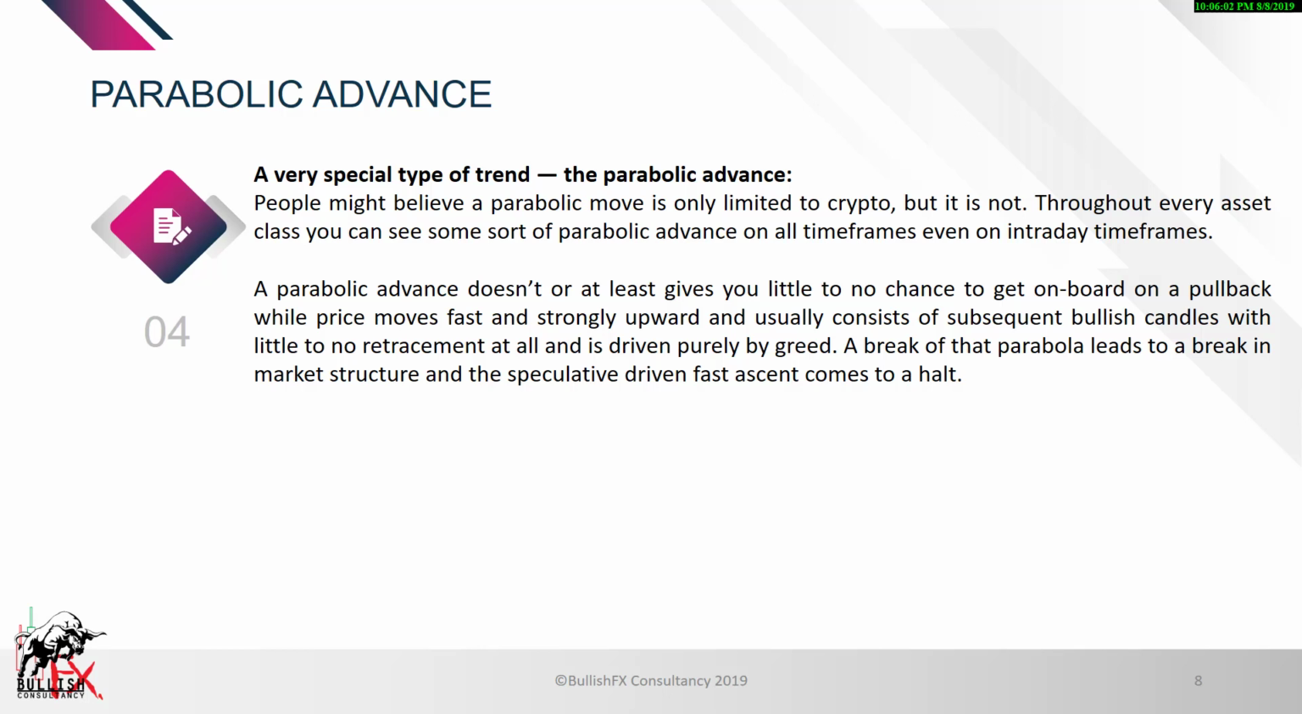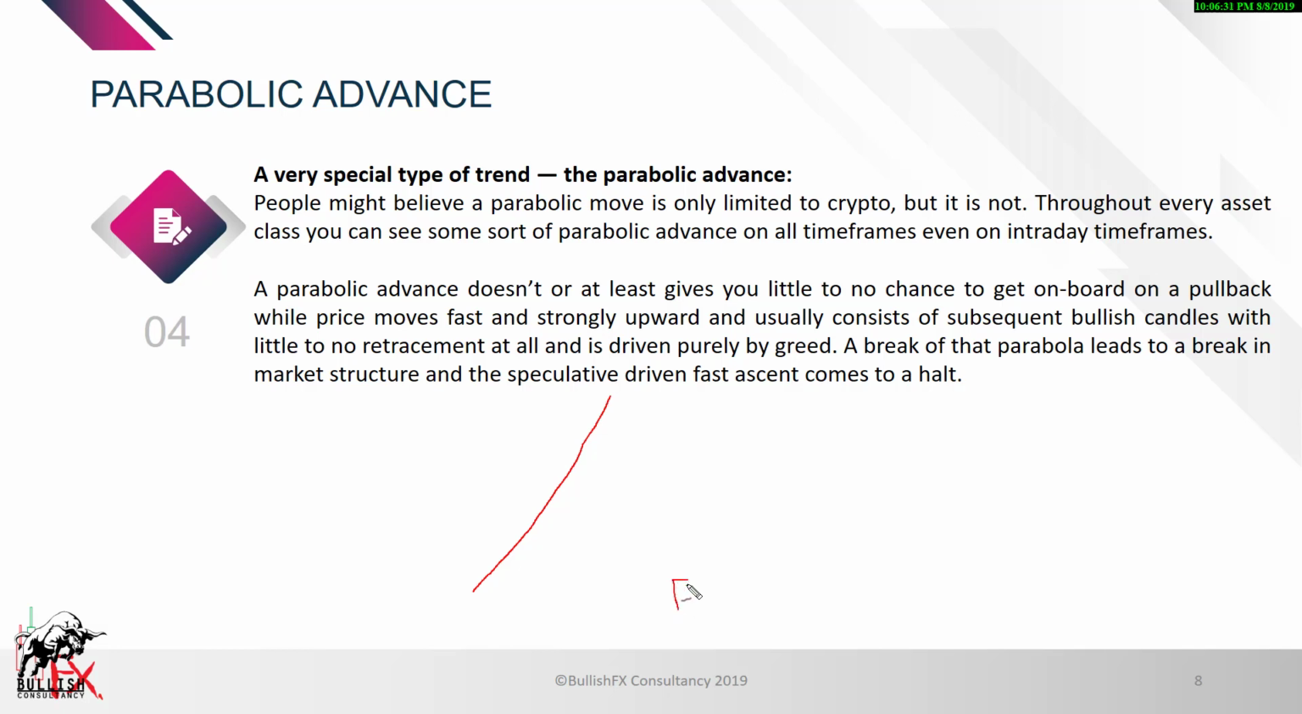A break of that parabolic leads to a break in the market structure, and the speculative driven fast ascent comes to a halt. Now this is what a parabolic basically looks like. So the market will be just rallying all the way, non-stop, all the way.